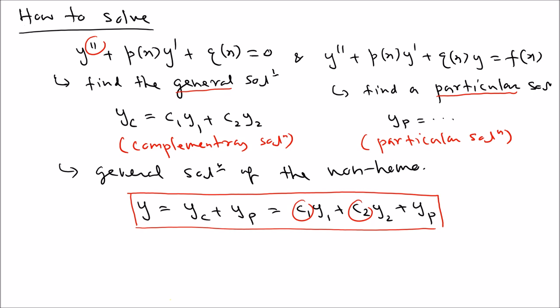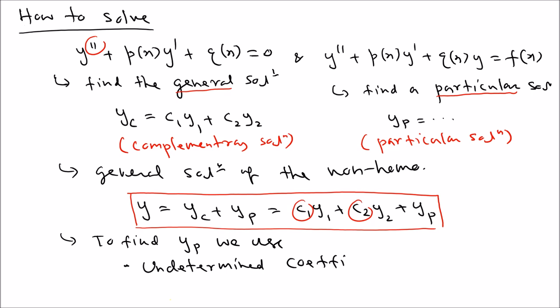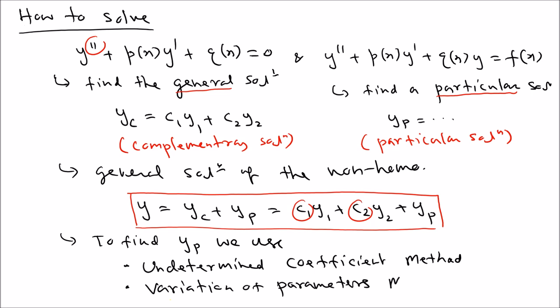To find yp, we use two methods. The first one is the undetermined coefficient method, that we discuss later. And then we also use the variation of parameters method. The problem with the undetermined coefficient method is that there are only three cases we can do, which we can talk about later. But we can use variation of parameters in that case. The only problem is you might get an integral that you cannot do, and then you get stuck again. Otherwise, you can use that.